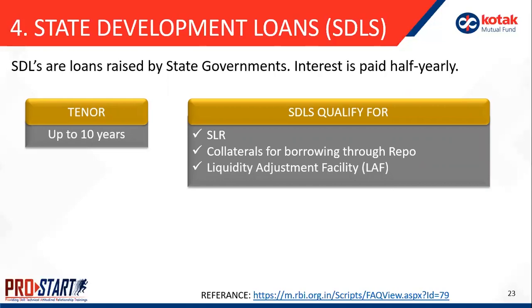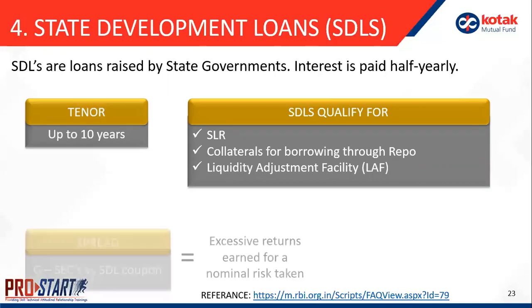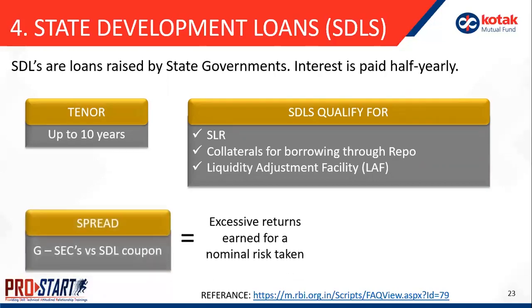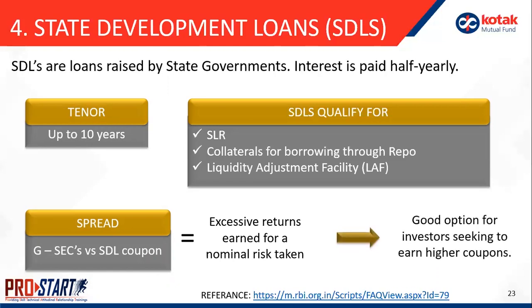Generally, SDLs have the backing of respective states. Depending upon the fiscal health of the state and the consequent risk element associated in such investments, the rate of the SDL is determined. SDLs are traded above G-Sec rates. The spread of SDL rate and the G-Sec is equal to the excessive returns earned for a nominal risk taken. Investments in SDLs can be a good option for investors who are seeking to earn higher coupons.